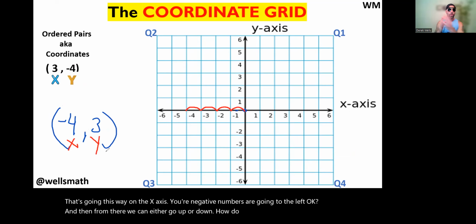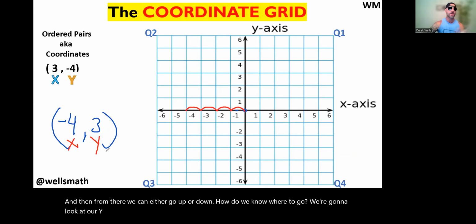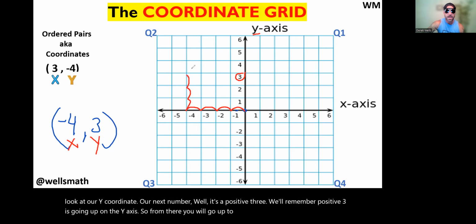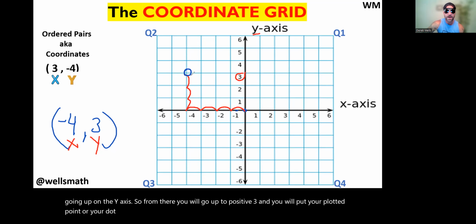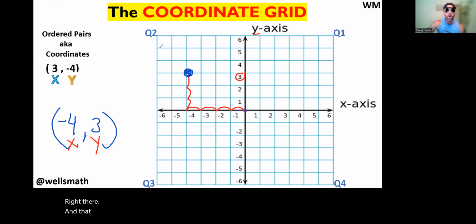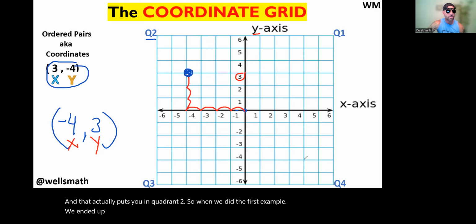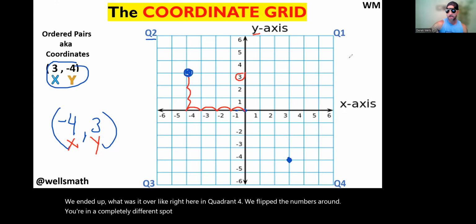How do we know where to go? We're going to look at our y coordinate, our next number. Well, it's a +3. Remember, +3 is going up on the y-axis. So from there, you will go up to +3, and you will put your plotted point or your dot right there. That actually puts you in quadrant 2. So when we did the first example, we ended up right here in quadrant 4. We flip the numbers around, you're in a completely different spot on the grid.